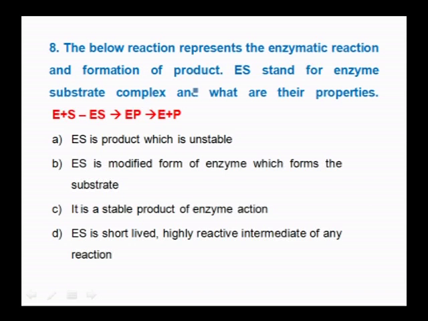Question number 8. Below reaction represents the enzymatic reaction and formation of product. ES here stands for enzyme substrate complex. And what are their properties? So now we are supposed to explain the properties of ES complex. So the reaction is represented there. E is enzyme, S is a substrate, ES is enzyme substrate complex, EP is the temporary association between the enzyme and the final product, and last one, E plus P indicates the separation of enzyme from the final product.